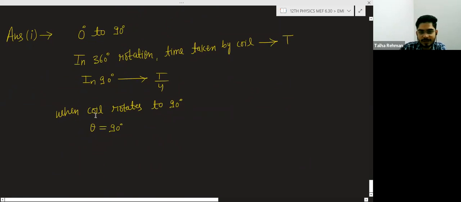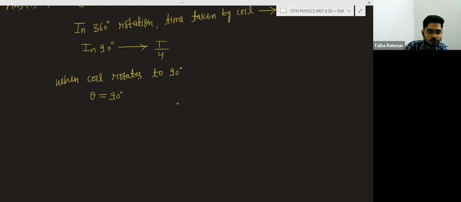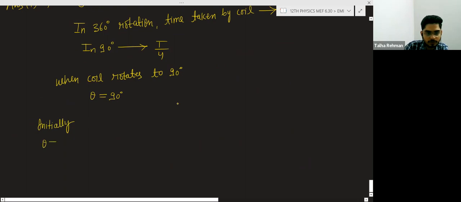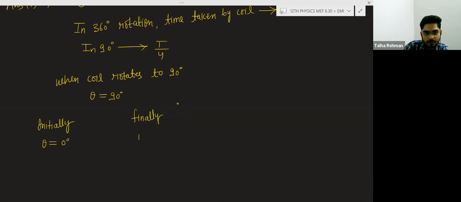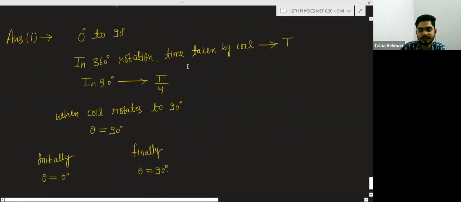So finally, where is your coil? At theta equal to 90 degrees. Initially, where is your coil? At theta equal to 0 degrees. So initially theta is equal to 0 degrees. Finally, theta is equal to 90 degrees. So neither the magnetic field is changing, nor the area of the coil is changing, but only theta is changing.